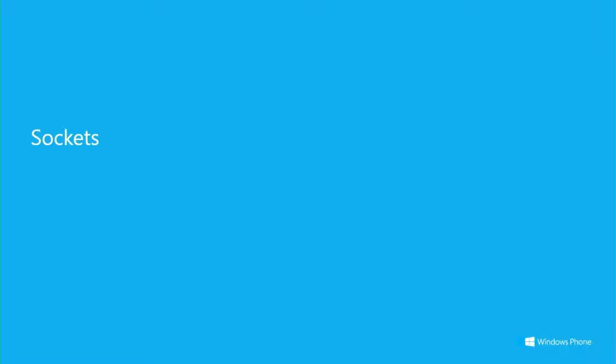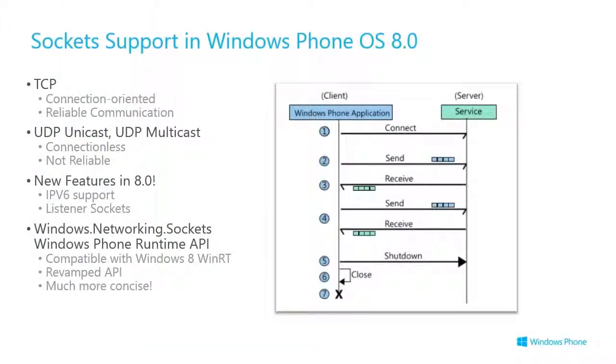Sockets. I haven't got time to go into this, but we have great socket support in Windows Phone 8. This is low-level networking. You can make TCP/IP socket connections, which are connection-oriented. With a TCP connection, you make a connection to a specific port on a specific host, and it's reliable communication. There are retries and everything, reliability built into the protocol.